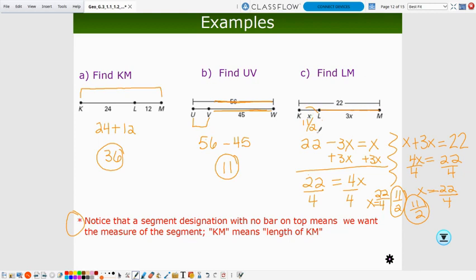Well, we know x is 11 halves, so if I want to find LM, I'm just going to replace the x with 11 halves. And remember how to multiply fractions. I multiply straight across the top, straight across the bottom. Maybe I put a little 1 under that 3 to help. 3 times 11 is 33. 1 times 2 is 2. And that's our value for LM.